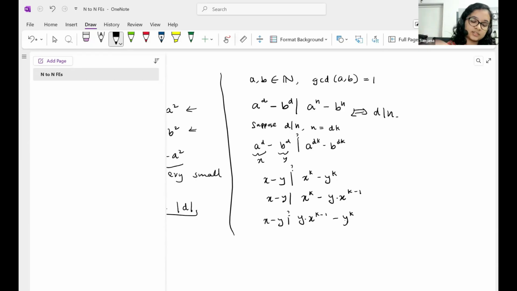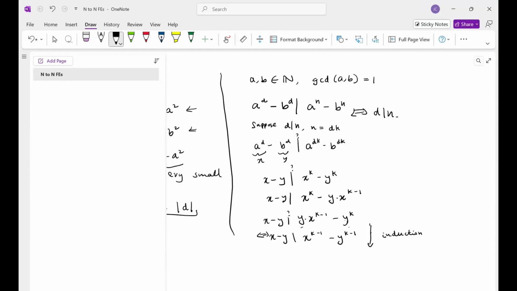y times x raised to k minus 1 minus y raised to k. Now since x and y are coprime, this extra factor of y does not really contribute. So this becomes equivalent to x raised to k minus 1 minus y raised to k minus 1. And you can keep reducing the power, and by induction, you're done. Okay, so I hope both the proofs were clear to everyone.